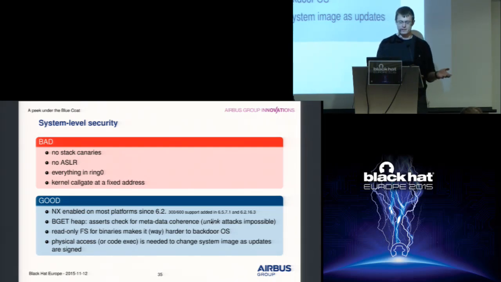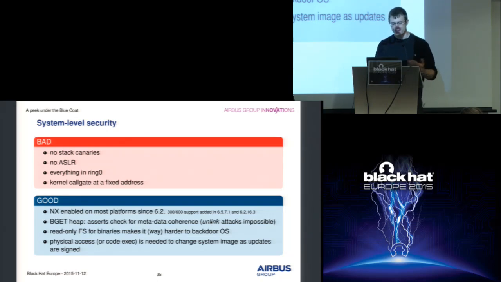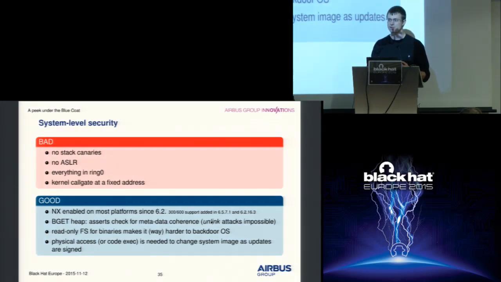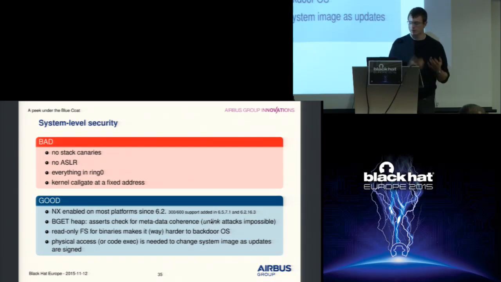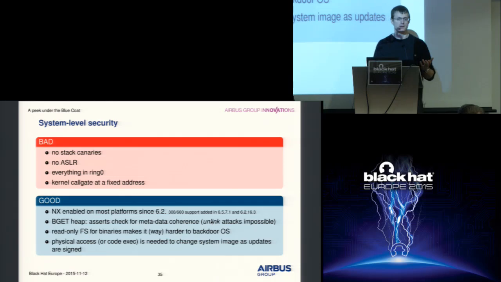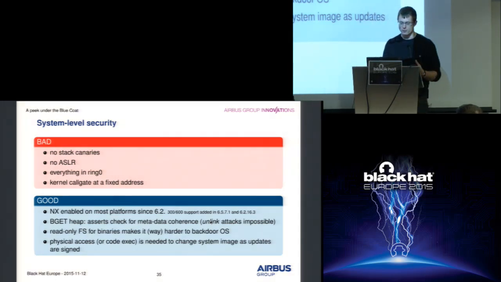Also, the read-only file system for binaries, the BCFS, makes it way harder to backdoor the OS, because even if you get remote code execution, if you want to modify one binary, or make something persistent on the code side, you really have to implement your own parser for the file system and make sure you can modify it, patch the CRC or HMAC. So it's not like you can wget a backdoor and run it as root. It's not really easy. Basically you need code exec or physical access to change the system image because the updates are signed, so the only way is to modify it on the disk. So that's not that bad.